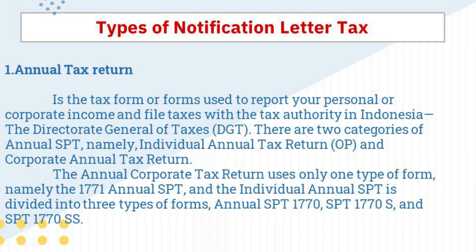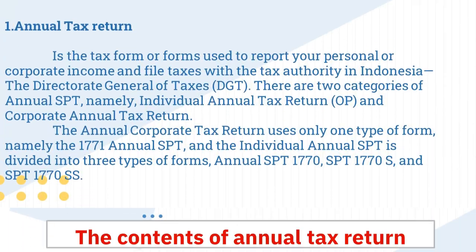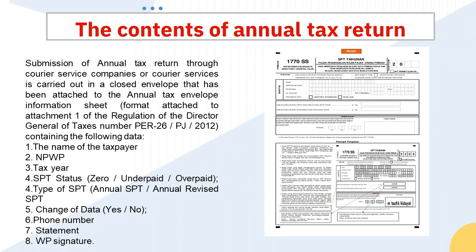The Annual Corporate Tax Return uses only one type of form, namely the 1771 Annual SPT, and the Individual Annual SPT is divided into 3 types of form: Annual SPT 1770, SPT 1770S, and SPT 1770 SS. The contents of annual tax return.